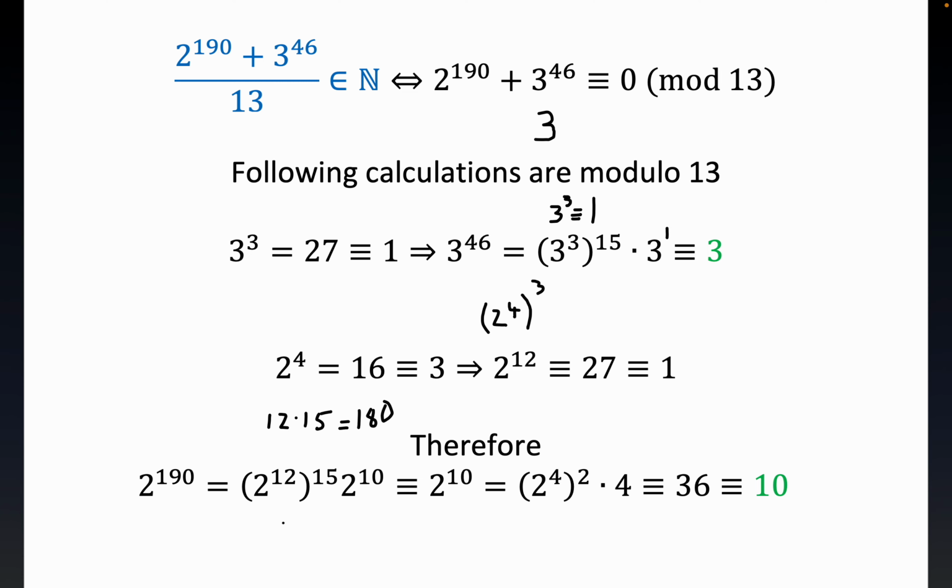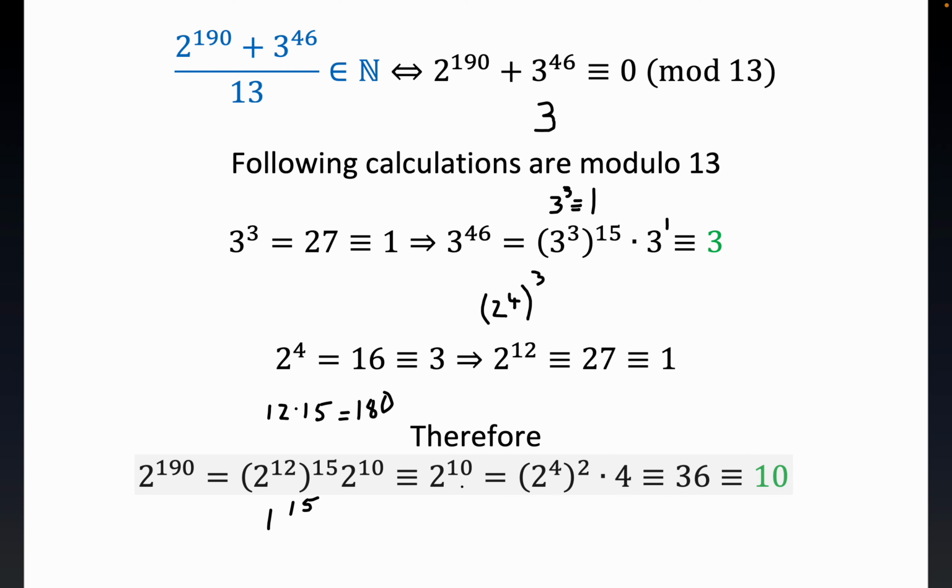So you see this part right here would just be, in modular arithmetic, this is slightly sloppy, but it's 1 to the 15th, right? In modular arithmetic. All right. And so we have 2 to the 10th. And just like we did earlier, we're working a little bit harder here. 2 to the 4th is congruent to 3. So this right here would be 9 times 4. And 36 is congruent to 10. 36 minus 10 is 26, which is 2 times 13, right? Okay, so now we know that 2 to the 190th is congruent to 10.